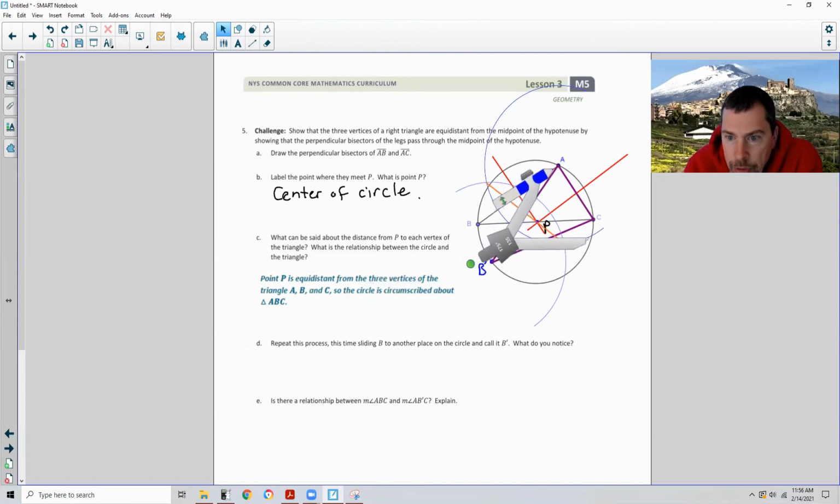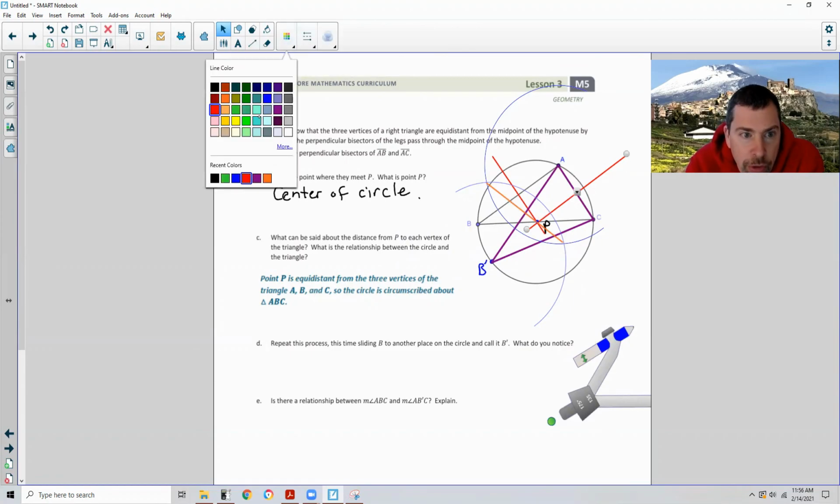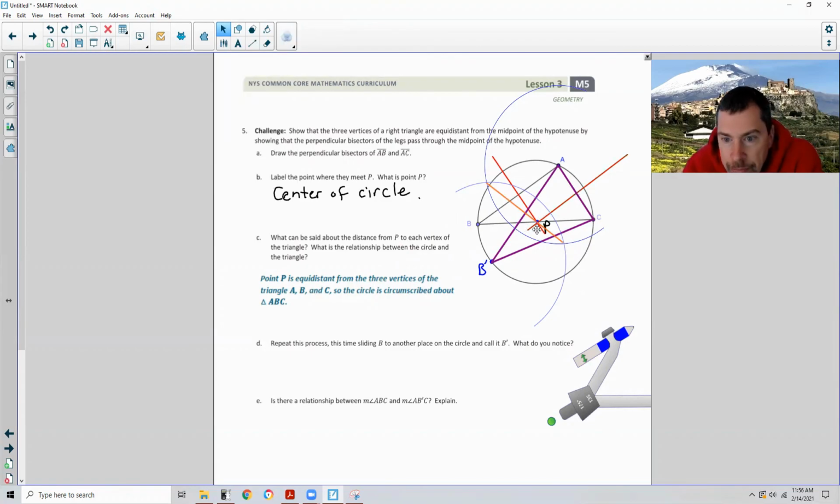And now I'm going to do the same with AC. Well, AC is already done, so I don't need to do it again. And as you can see, the orange segment went through my perpendicular bisector of AC, which is this one. So if I change that color to brown or whatever, then you see that it also intersects this orange line at P. So what do you notice? Still centered at P. So you get the same center.